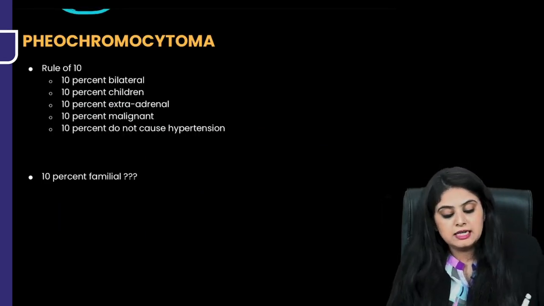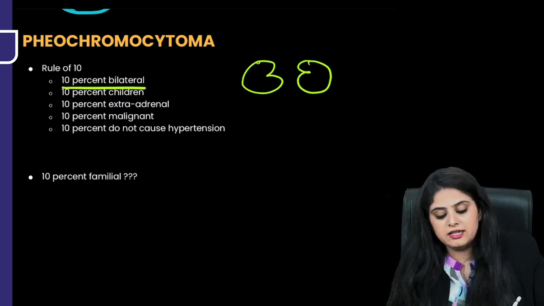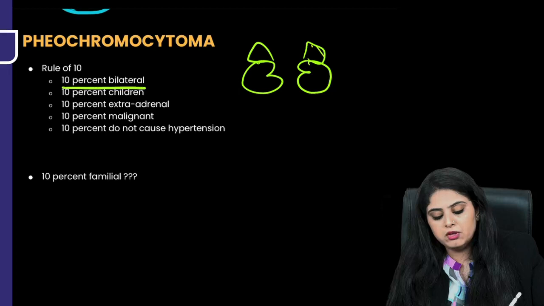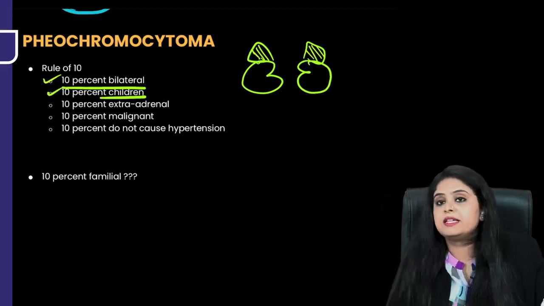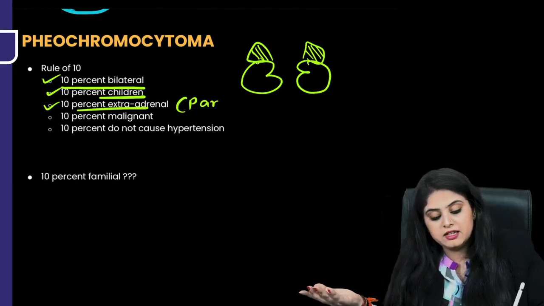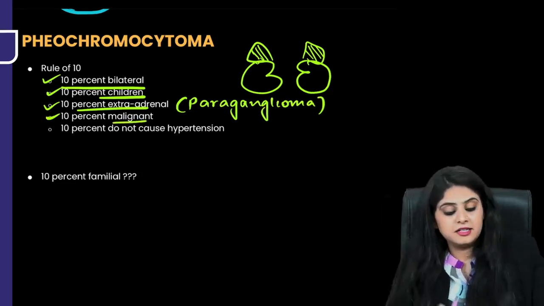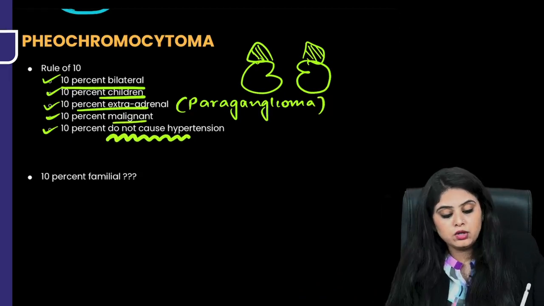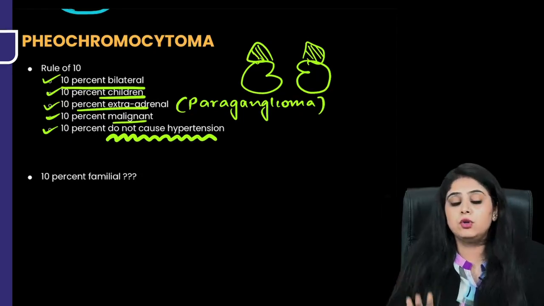Quick revision. 10% of them occur bilaterally. Where do they occur? See, the adrenal gland, so 10% of them are going to be in both the adrenal glands. 10% of them occur in children. 10% of them might occur outside the adrenal gland, and when they occur outside the adrenal gland, you will call it paraganglioma. 10% of them might spread, might be cancerous, and 10% of them do not cause hypertension, because most of them definitely cause hypertension, only 10% do not.